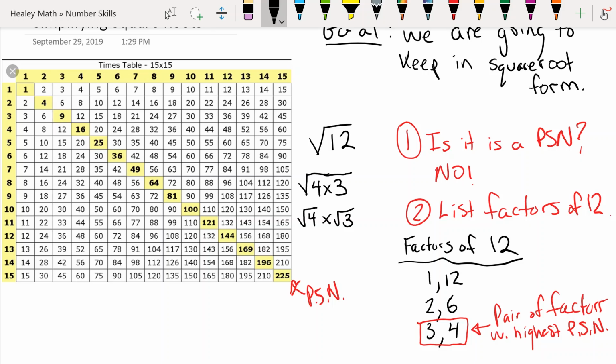Next, we look to simplify. Can we simplify any of these radicals? Well, square root of 4 we know is 2. We look at the perfect square number 4. We know its square root is 2. So we can write it as 2. And square root 3 cannot be simplified. So we can write it as 2 root 3.